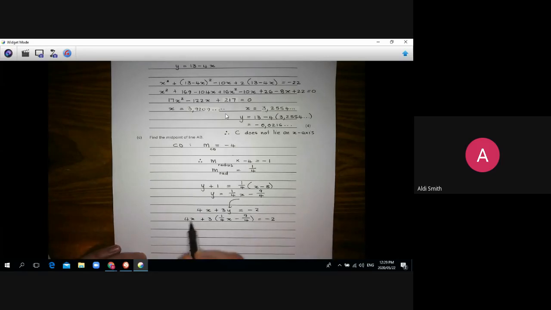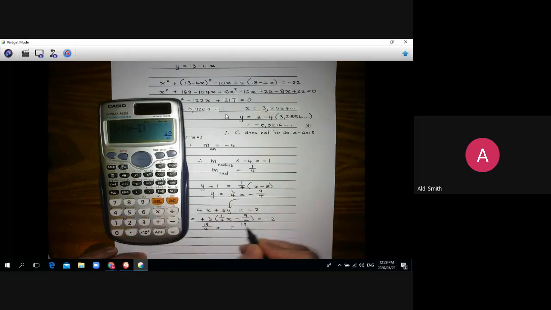So that's going to be 4x plus 3 over 4x. So that's 4 plus 3 over 4, which is then 19 over 4x. And this is going to be minus 2. And that's going to be 3 times negative 9 over 4. So I'm going to just say it's minus 3 times negative 9 over 4, which is 19 over 4. Hey, that was actually quite easy. So x is equal to 1.